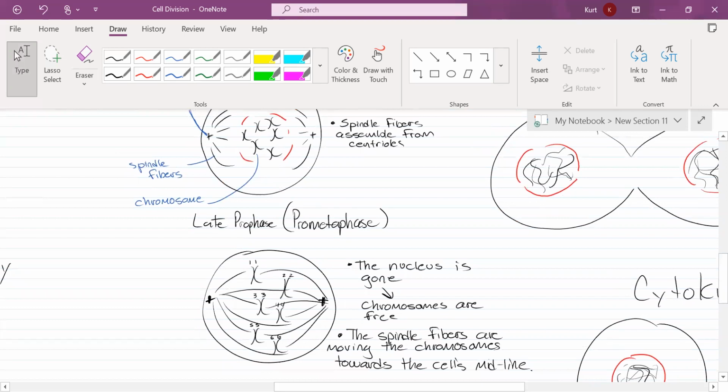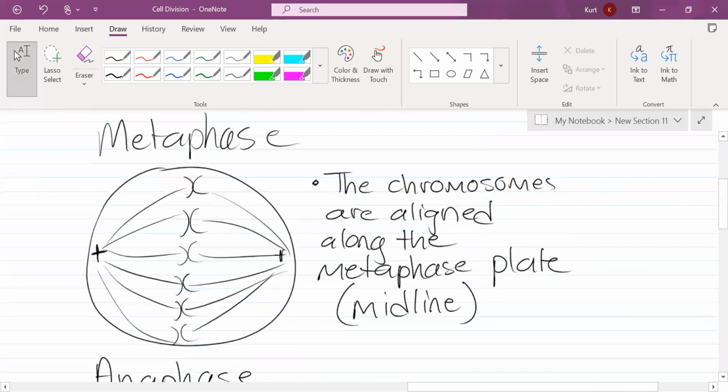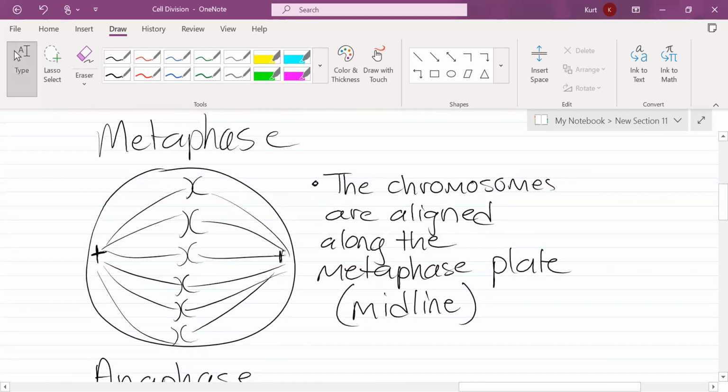Ready? All right, let's go to metaphase. Meta means middle. Look where all the chromosomes lined up. Right down the middle. Here's a question that I ask every year, and the answer is very obvious. Sometimes my hypothesis is that kids think that the answer is so obvious I must be messing with them, like it's a trick question. It's not a trick question.